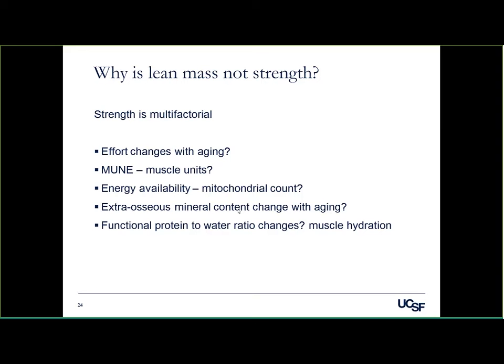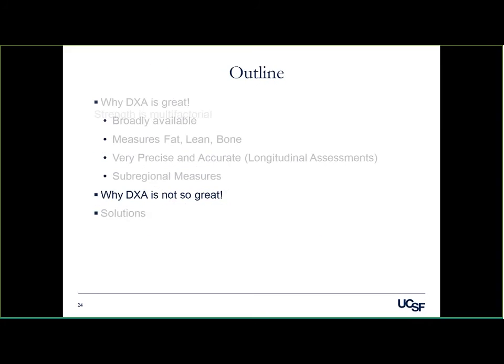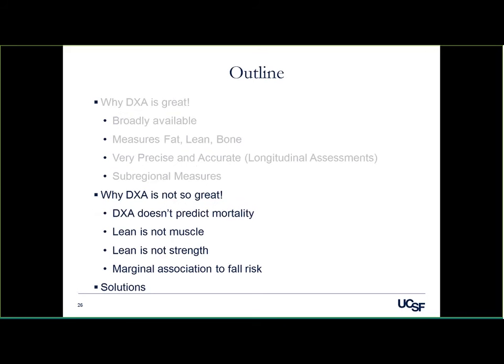And DXA is not really sensitive to those two things. So DXA is not so great because it doesn't predict mortality. Lean is not muscle. Lean is not strength. And as other speakers have talked about, it only has a marginal association to fall risk when we would like it to explain all the risk.